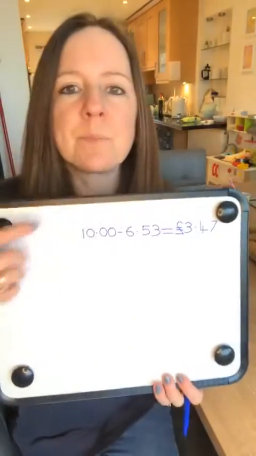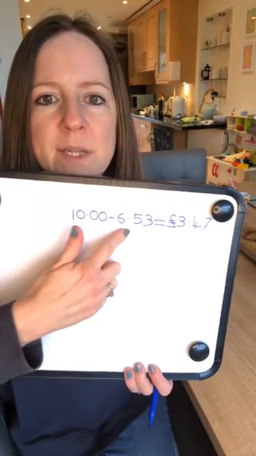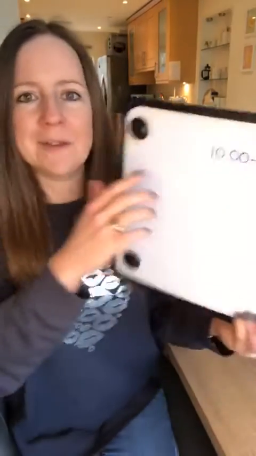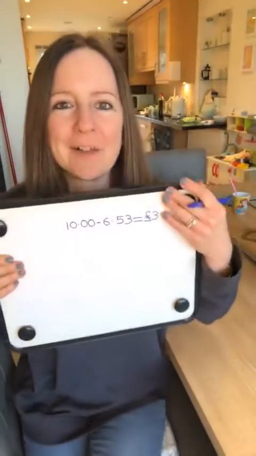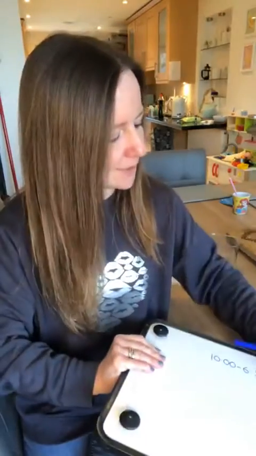Okay, so this is my question here. £10 take away £6.53. I've put the answer already, which is great. It's because I've rewritten it out before. Okay, we'll forget about that answer. I'll cover it over with this. Look, there we go. This is going well.